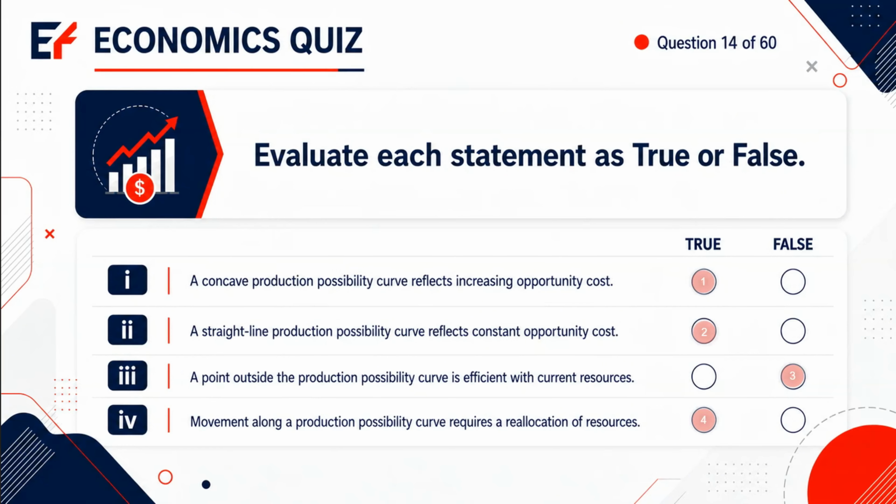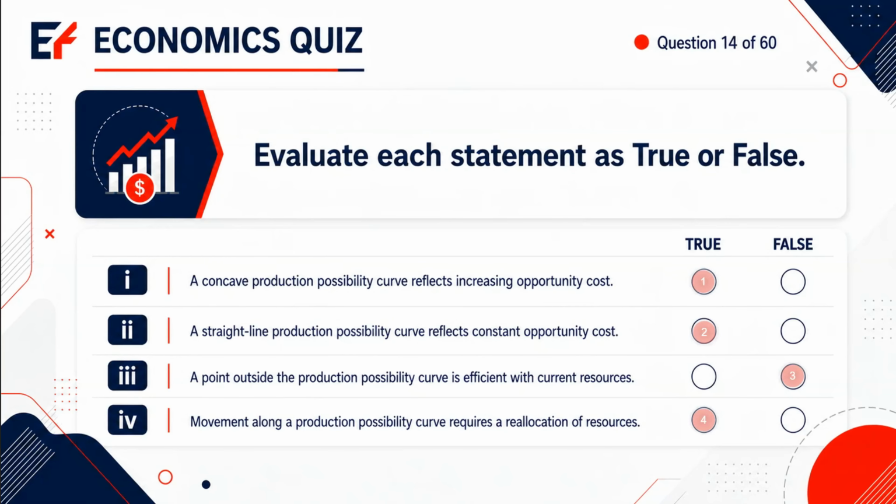Let's pull these curve ideas together. A concave production possibility curve shows increasing opportunity cost because producing more of one good requires giving up larger amounts of the other good. A straight line curve shows constant opportunity cost because the trade-off stays the same at every point. A point outside the curve is not efficient with current resources.